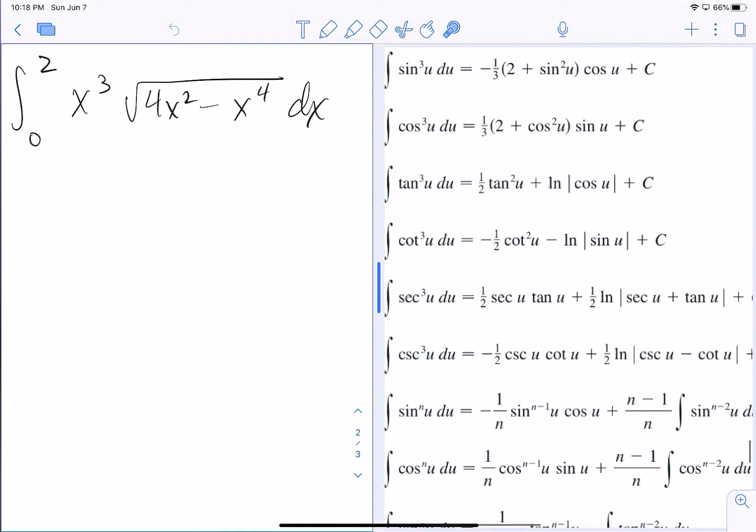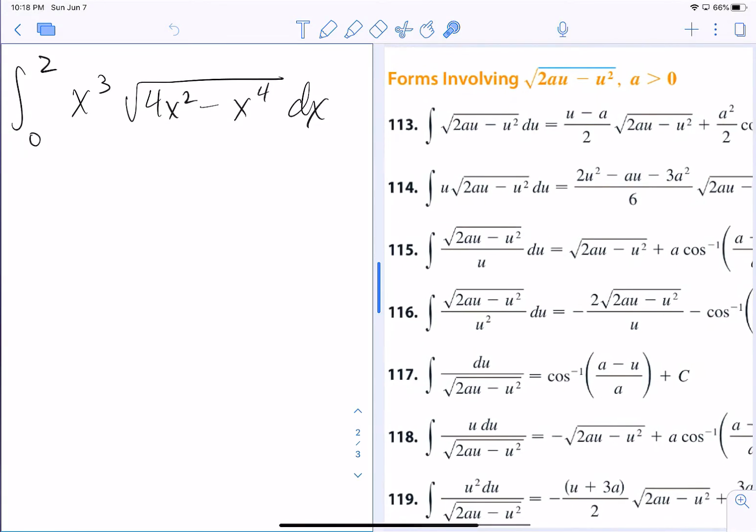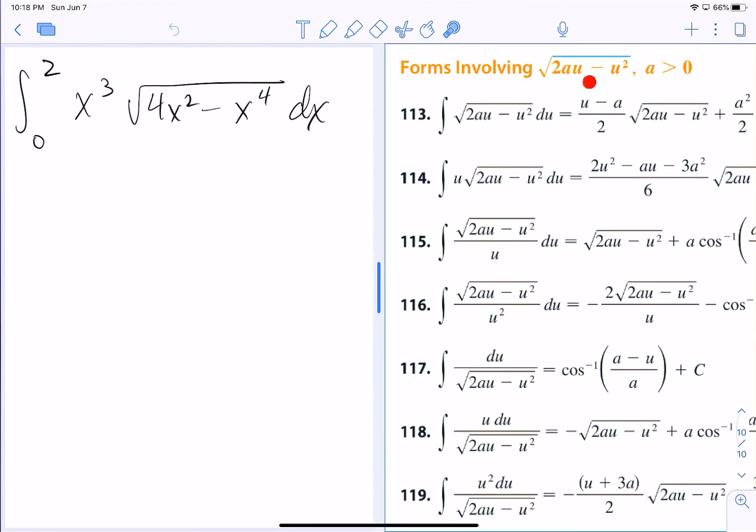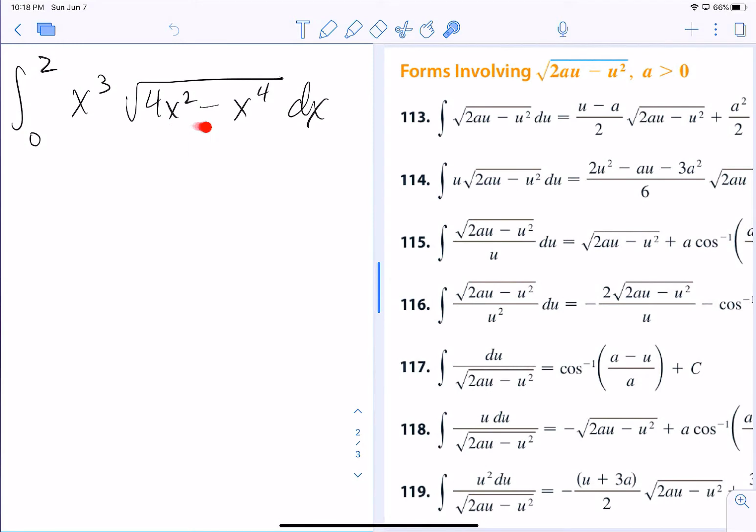Here we have a variable showing up in both terms inside of a radical. For that, we actually go to the very end of the table, and we have forms involving the square root of 2au minus u squared. If you were to look through the integral tables, you would see by process of elimination that this is going to be our best bet. For this, we note a couple of things. Our radicand should be 2au minus u squared. From that, I surmise that a is equal to 2 and x squared is equal to u.